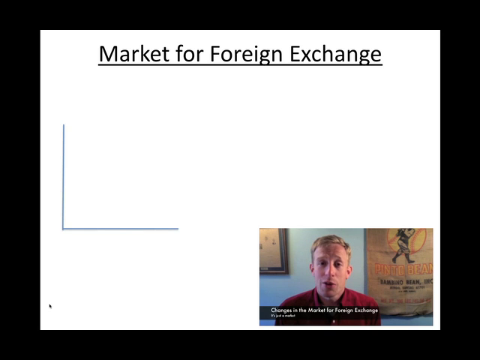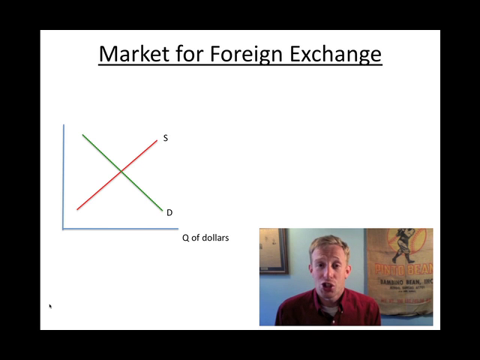So let's say we're dealing with dollars. We have a demand for dollars, which is a downward sloping curve. We have a supply of dollars, which is an upward sloping curve. We have a quantity of dollars on our quantity axis. And where things get a little bit weird is what happens to the label on the price axis. The label itself is known as an exchange rate, but we want to make sure that we're exchanging things properly.